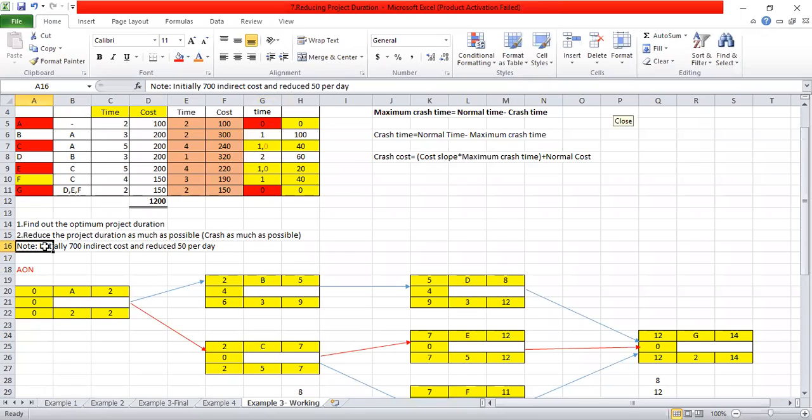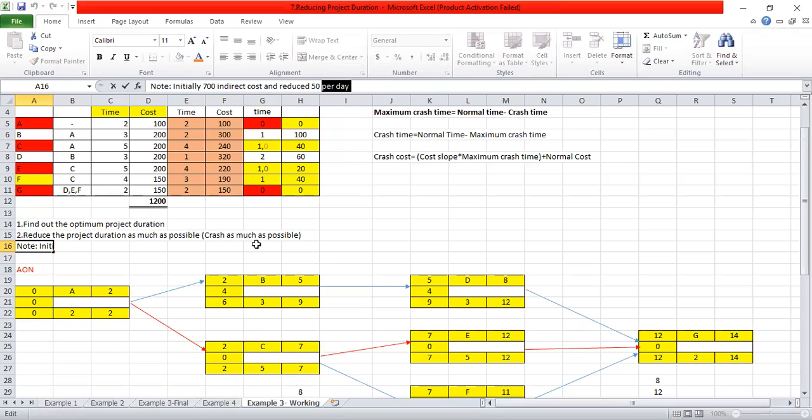So this note is given. Please write down that note. Initially you have the 700 indirect cost. That means the initial project duration cost is 700, and as we reduce our project duration by 1 day per day, our indirect cost is reduced by 50. If we reduce an activity by 5 days, then you have to multiply this 50 by 5, because this 50 is given per day.